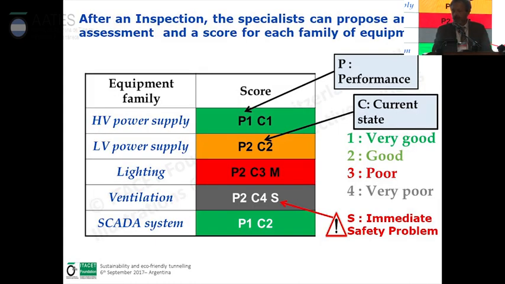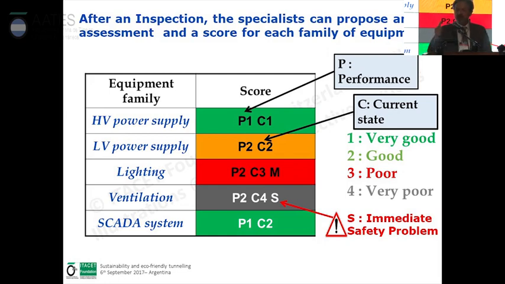And after an inspection, what is interesting is if you can score each family of equipment. For example, in this case, I consider the 5 families of equipment: power supply, high voltage, low voltage power supply, lighting, ventilation, SCADA system, and I score first the performance.